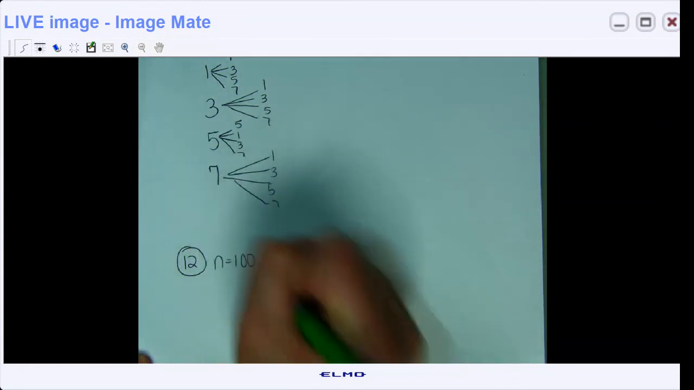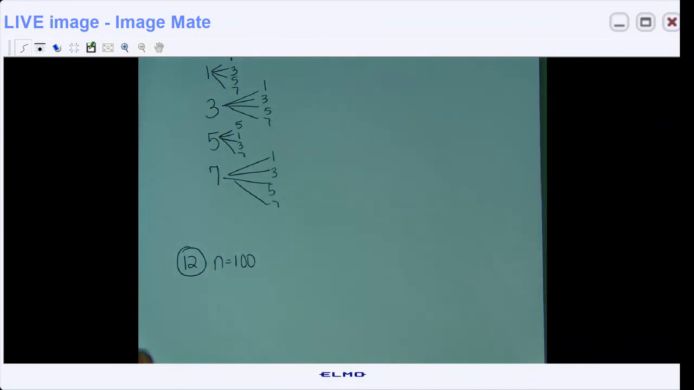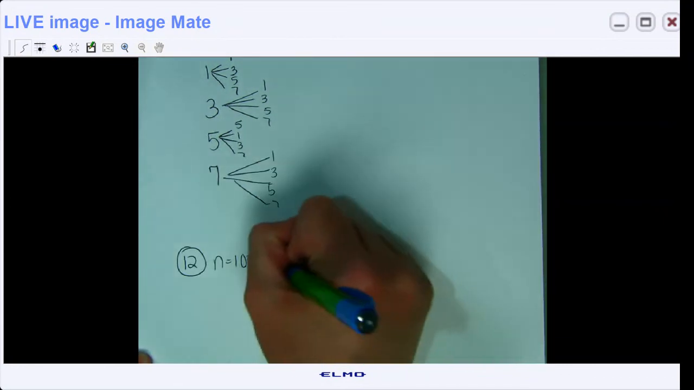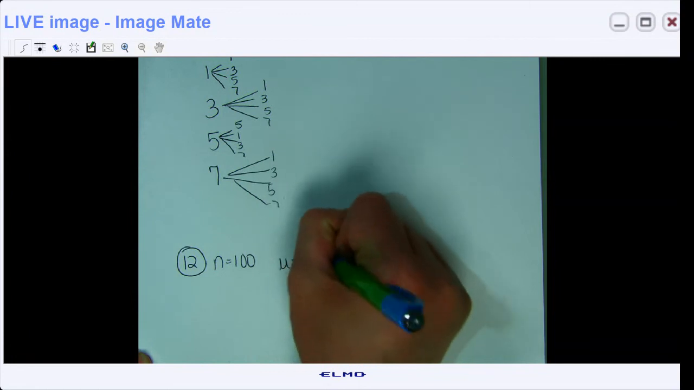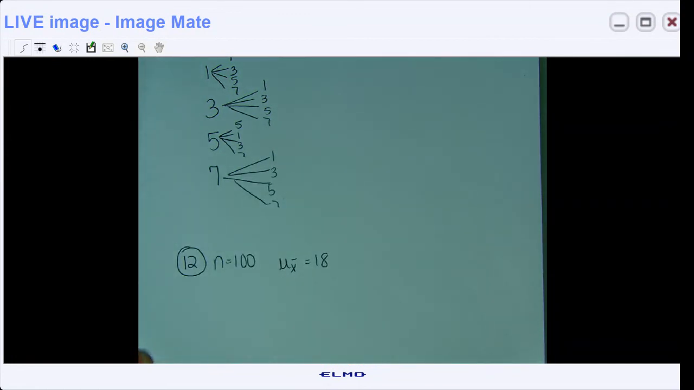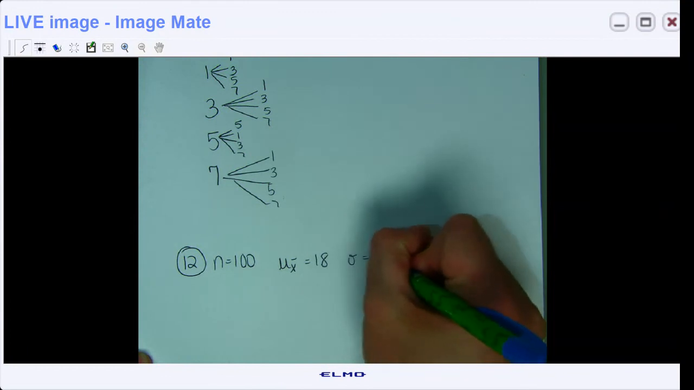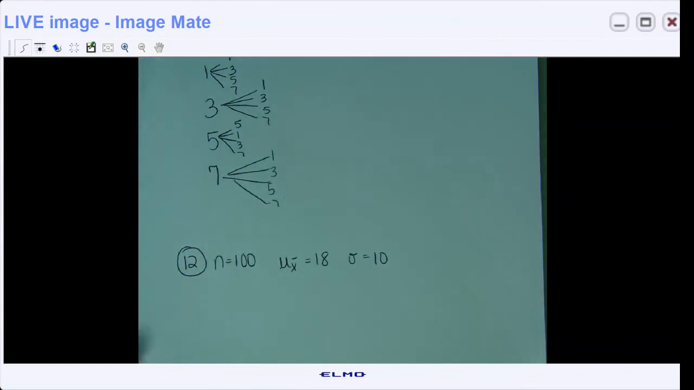My number 12 says, a random sample of 100 observations drawn from a population with a mean equal to 18 and a standard deviation equal to 10. Complete parts A through G below. And so it's asking us first, give the mean and the standard deviation of the repeated sampling distribution.